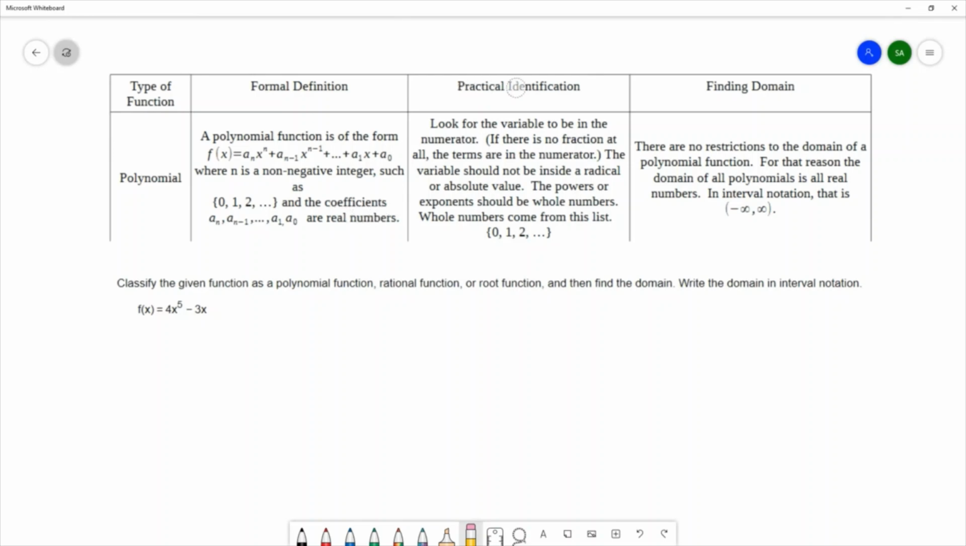For practical identification, you're looking for the variable to be in the numerator. So if there are no fractions, like our example here, we consider all of these terms to be in the numerator, even though we don't see a fraction, because we can always create a fraction by dividing by 1. So we consider those terms to be in the numerator.